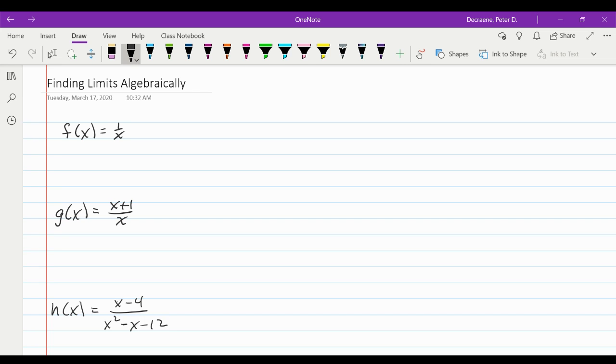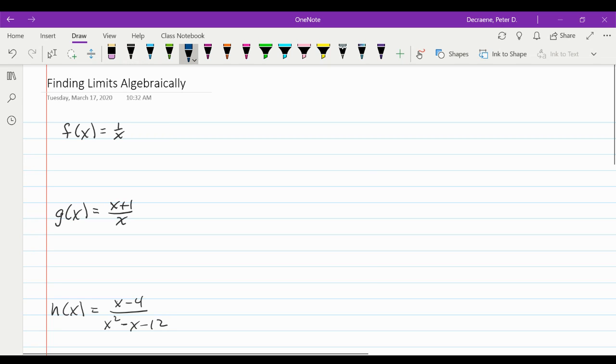Hi everybody. Today we're going to look at finding limits of rational functions algebraically. We're going to limit this discussion to rational functions where the top and bottom, the numerator and the denominator of the function, are both polynomials. We're specifically going to look at limits as x approaches infinity.